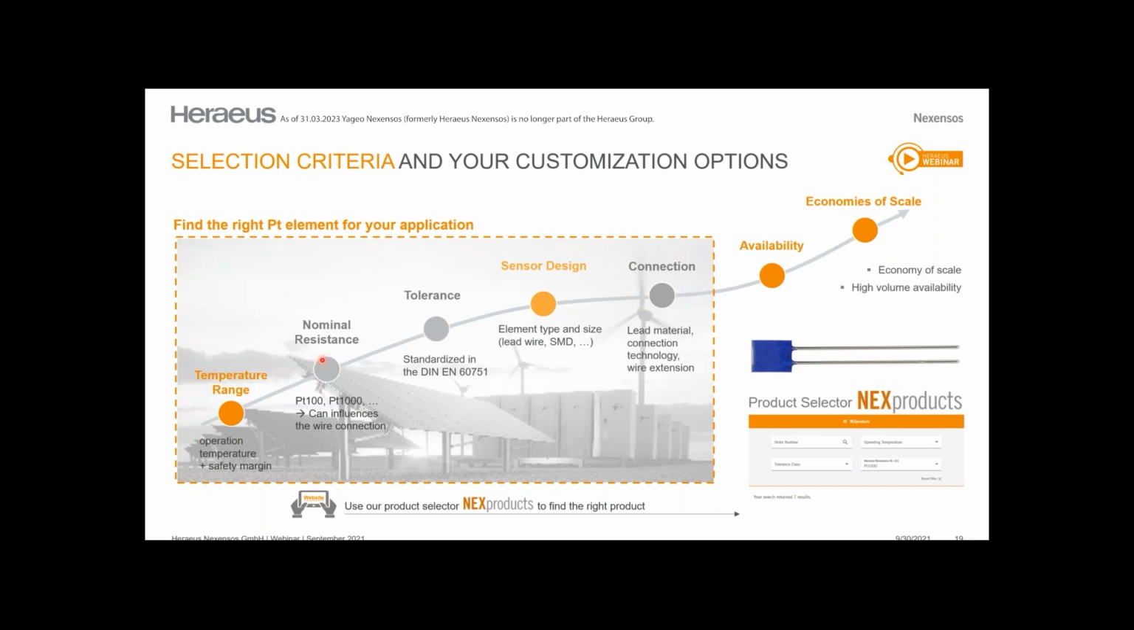For PT100, if you want to measure very precisely in industrial environments, you often need to use a 3 or 4 wire connection. The tolerance is important, which is standardized in the DIN-EN.